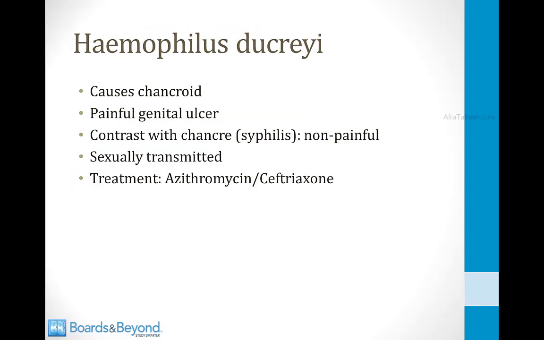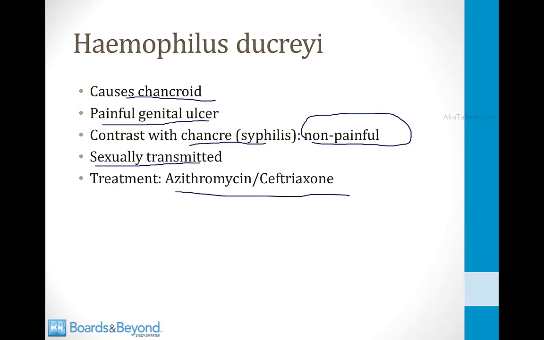There's another Haemophilus, and this is Haemophilus ducreyi, and this causes chancroid, which is a sexually transmitted disease. It gives you a painful genital ulcer. And contrast this with the chancre caused by syphilis, which is a non-painful genital ulcer. As I said before, it's sexually transmitted and it's resistant to many penicillins. The treatment for this is azithromycin or ceftriaxone.